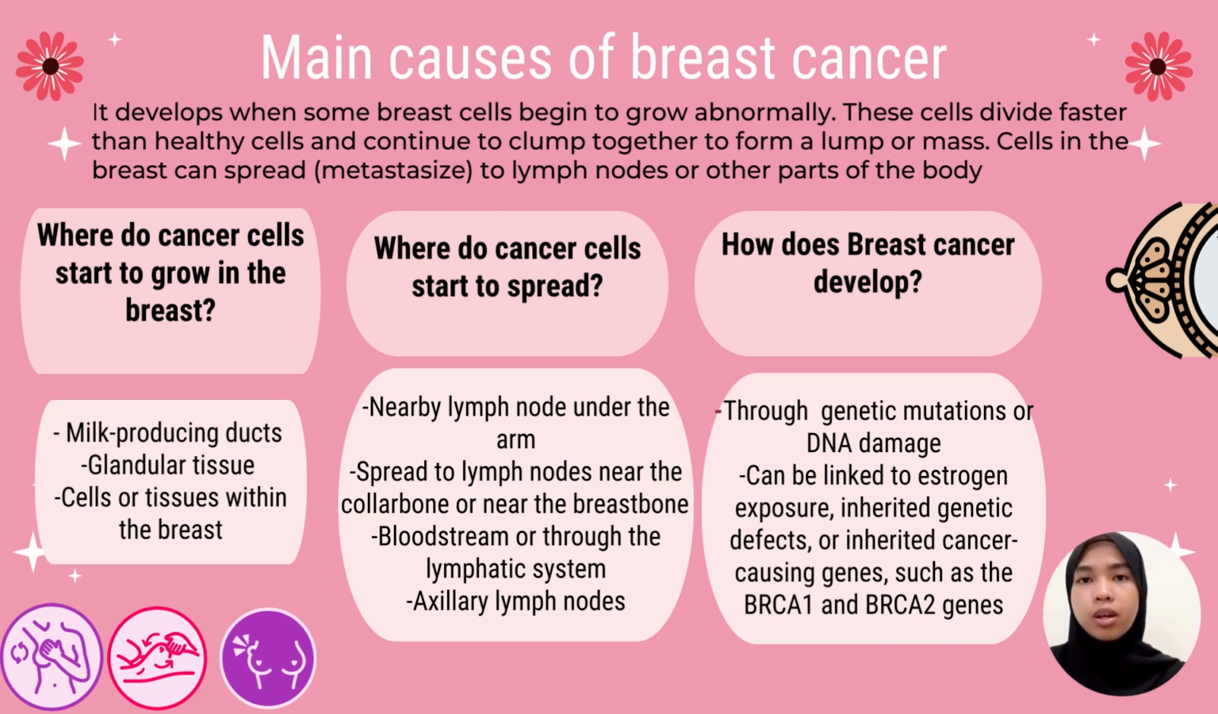Breast cancer develops because of genetic mutation or DNA damage. This can be linked to estrogen exposure, inherited genetic defects, or inherited cancer-causing genes such as the BRCA1 and BRCA2 genes. BRCA1 and BRCA2 are tumor suppressor genes that, when working properly, both prevent breast cells from growing abnormally. However, when these genes are mutated and no longer function properly, the risk of breast cancer increases. The genes involved can influence hormone levels, metabolism, and other risk factors for breast cancer.